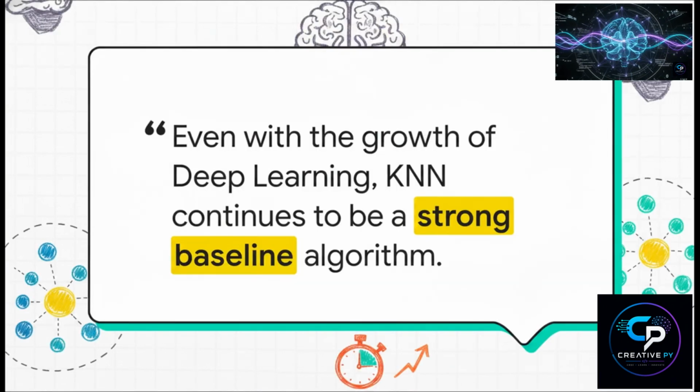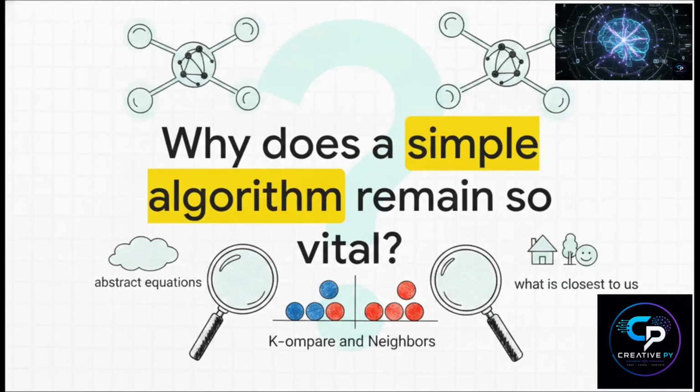And despite all the recent hype around newer technologies, just look at this quote. Even with the growth of deep learning, KNN continues to be valuable. It serves as a strong baseline algorithm. Machine learning practitioners still heavily rely on it because it performs so well on small and medium datasets, and because it is just so quick to implement, it remains the absolute perfect tool for rapid prototyping and establishing a really strong educational foundation.